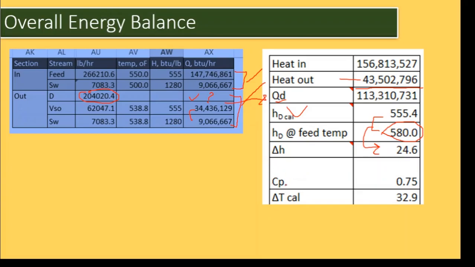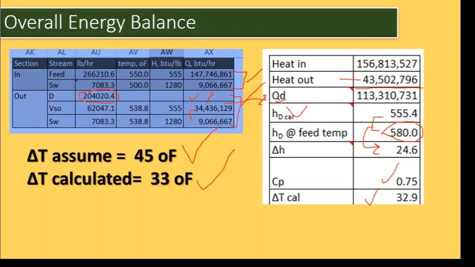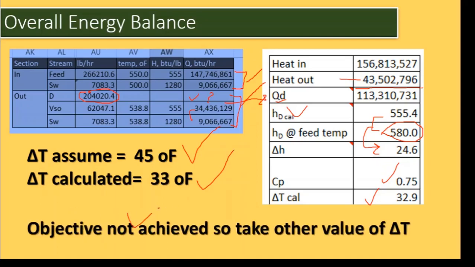Then the Cp, as in the previous bottom calculations, delta H is given, Cp is given, we can find the delta T. 24.6 divided by 0.75 gives 32.9, that is very close to 33 degrees. So the assumed delta T is 45 degrees Fahrenheit, and the calculated delta T is 33 degrees Fahrenheit. So the objective is not achieved because there is such a big difference between the temperatures. So take another value of delta T. We can take the value as 40 degrees, 38 degrees, and repeat the calculations again. After repeating it, you can find that the temperature is very close to the 39 or 38 that you assumed. Thank you very much.